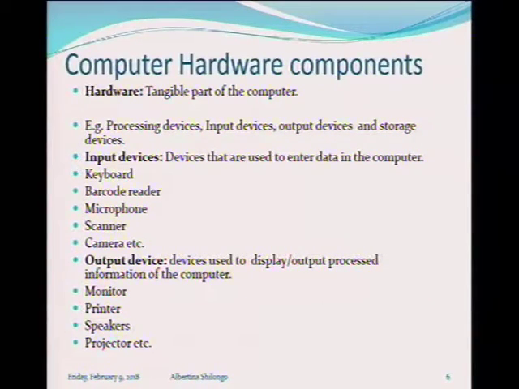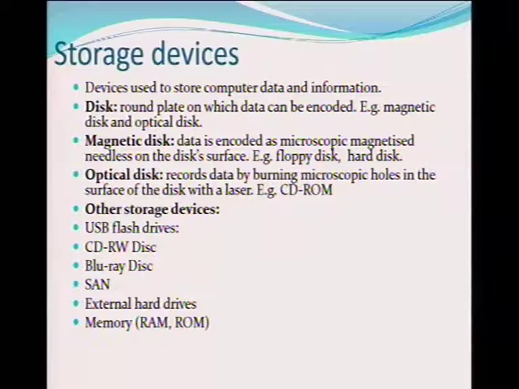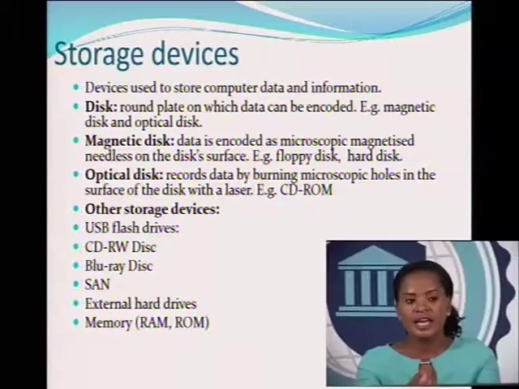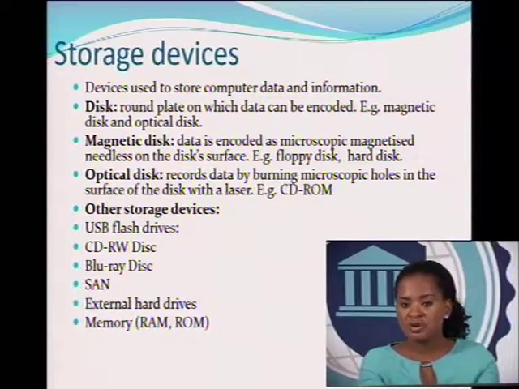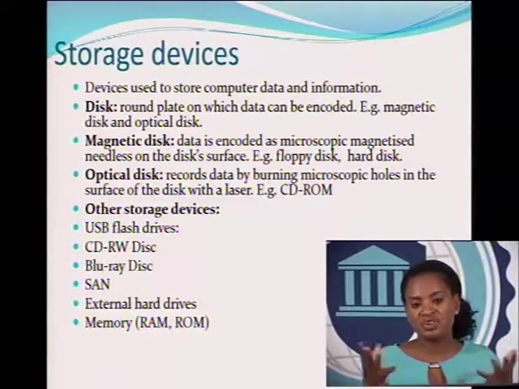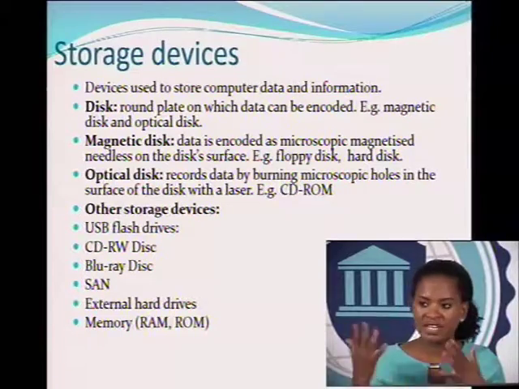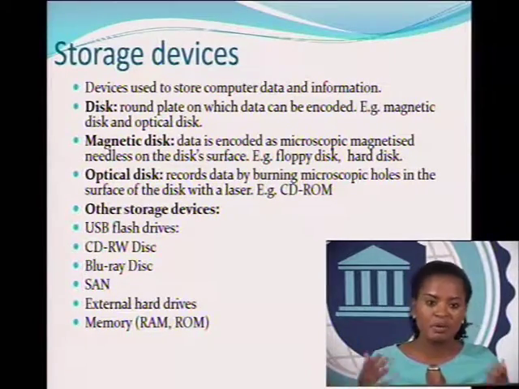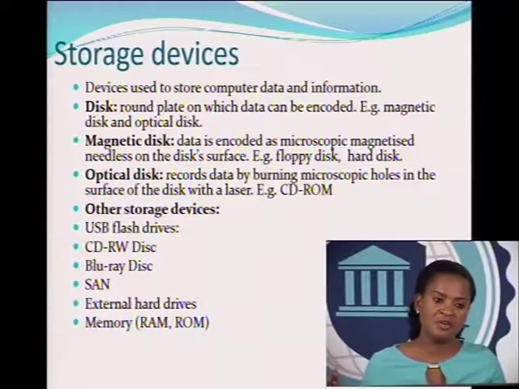Output devices are another category of hardware components. Anything that you use to display or output what was processed by the computer, we call output devices. You've got the monitor, the printer, your speakers when you play music, the projector. These are output devices. And then we spoke of the storage devices. We spoke of the RAM as being our temporary storage device, where whatever you are typing before you send it to a permanent storage device is held in the RAM.